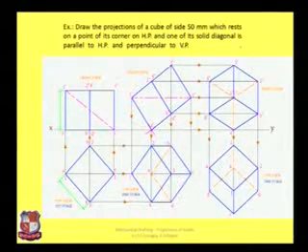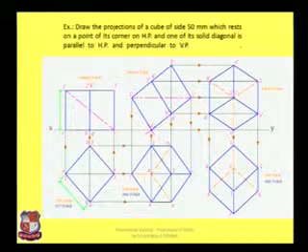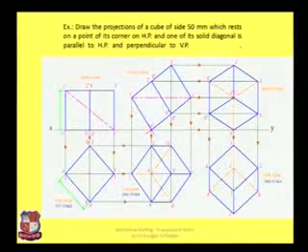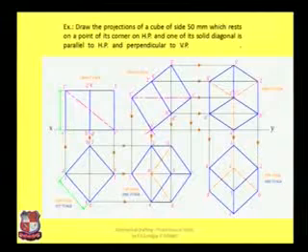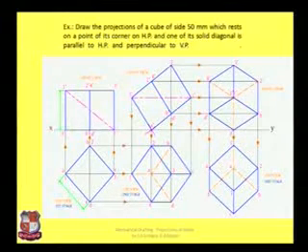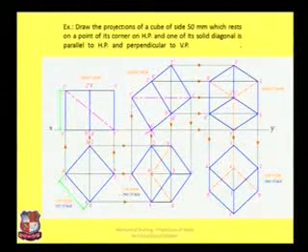Another problem of a square prism. Draw the projections of a cube. Here cube is given. Cube means all sides of equal length, and that is a prism. 50 mm is the side. It is resting on a corner on HP, and one of its solid diagonals is parallel to HP and perpendicular to the vertical plane. So here draw its top view like this.